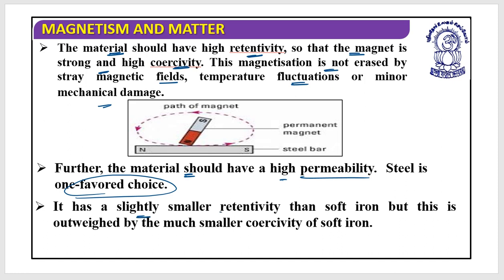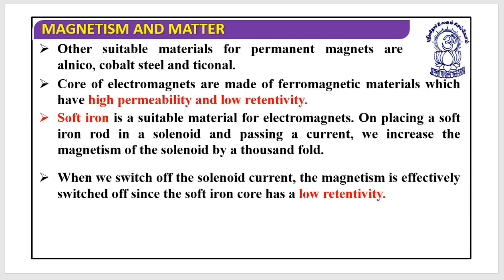It has a slightly smaller retentivity than soft iron, but this is outweighed by the much larger coercivity of steel compared to soft iron. So steel is the favored choice. Other suitable materials for permanent magnets are alnico, cobalt steel, and ticonal.